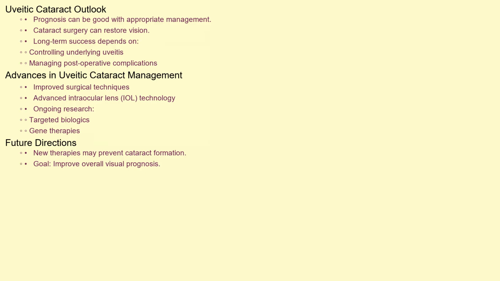What's the outlook for individuals with uveitic cataracts? With appropriate management, the prognosis can be good. While cataract surgery can effectively restore vision, long-term success depends on controlling the underlying uveitis and managing any post-operative complications. Recent advances in surgical techniques and intraocular lens technology have improved outcomes. Furthermore, ongoing research is focused on developing new therapies for uveitis, including targeted biologics and gene therapies, which may help prevent cataract formation and improve the overall visual prognosis for individuals with this challenging condition.